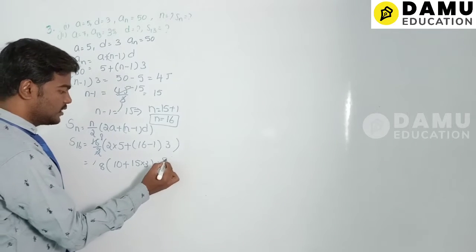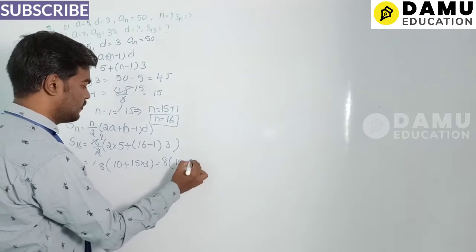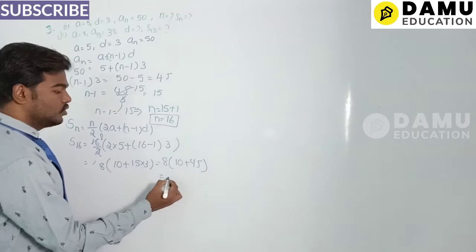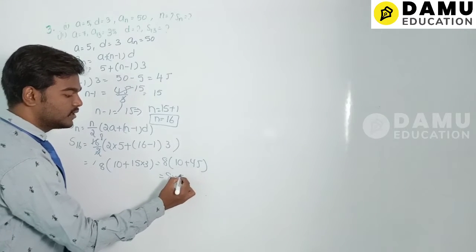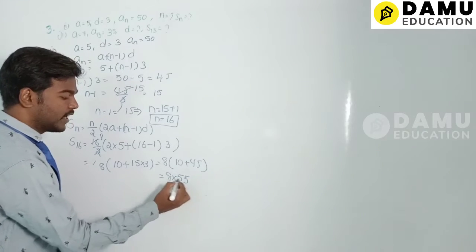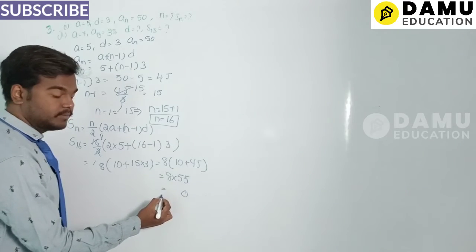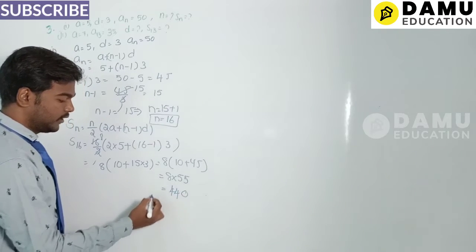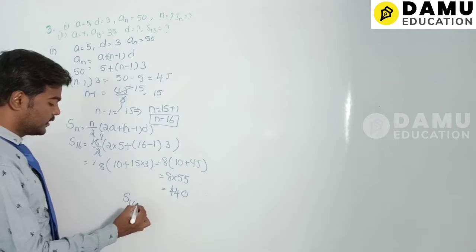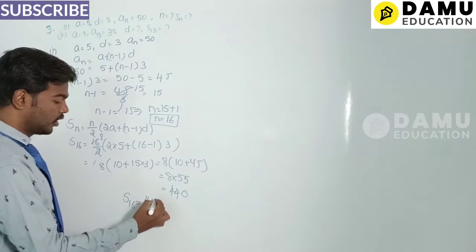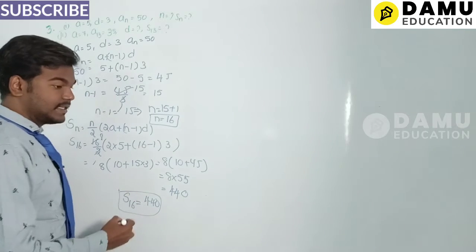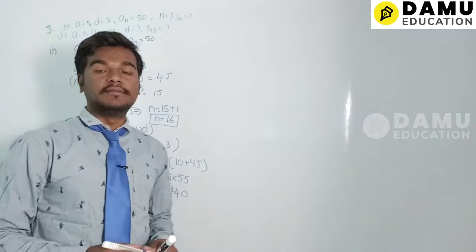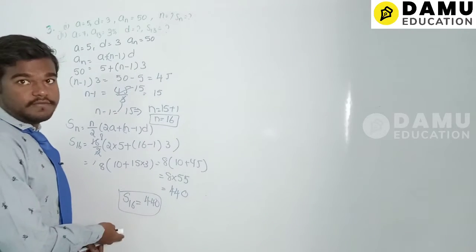So what value will we get? 8 into 10 plus 15 3s are 45. So here 8 into what value will we get? 55. So 8 5s are 40, 8 5s are 40 plus 40. So 440. So therefore the sum of 16 terms will be equal to 440. So this is the Sn. So this is the sum of n terms. This is the value for the first one.